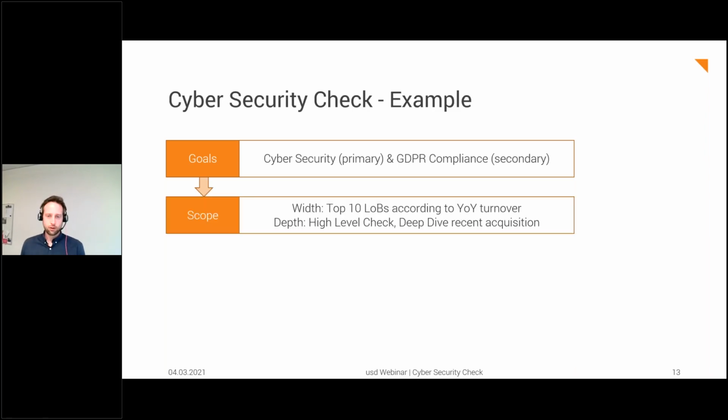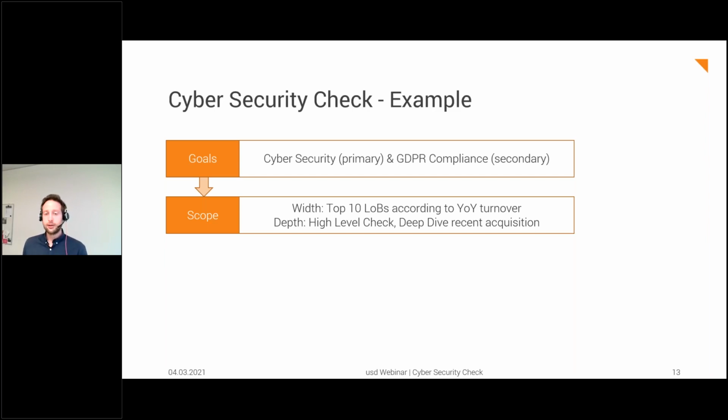We want to make sure that our top 10 lines of businesses, according to turnover, are included. And we basically just want to do a high-level check. We don't need a super detailed overview, because basically right now we don't know anything. So we need some initial feedback. We need to know how it looks outside.